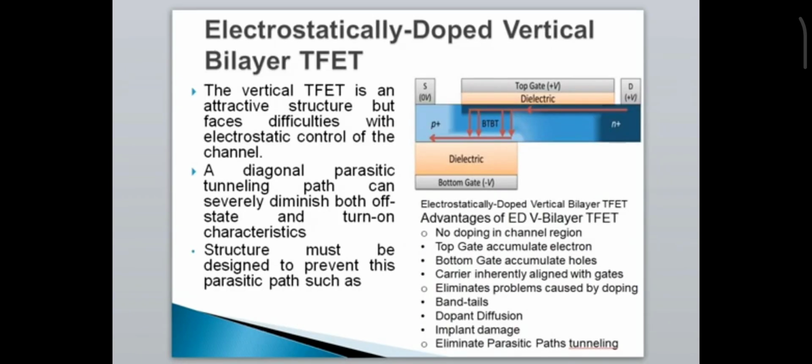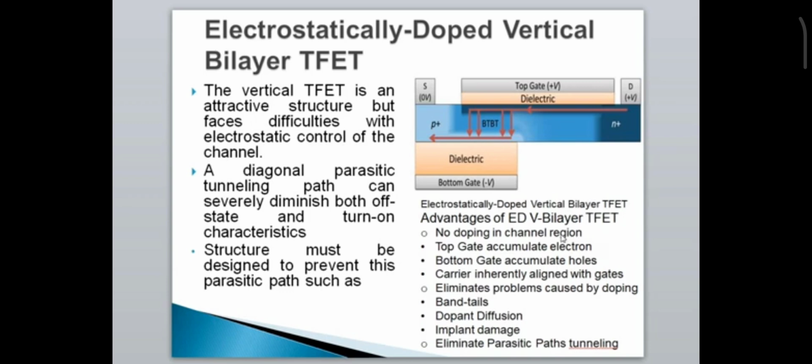Next is one type of vertical TFET, that is the electrostatically doped vertical bilayer TFET. In bilayer TFET, we don't put any doping in the channel region. The top gate is given a positive voltage and the bottom gate is connected to a negative voltage. The bottom gate has a thicker dielectric. The lateral electric field can be greatly reduced using a thicker bottom side oxide layer, and it will also reduce the parasitic diagonal tunneling in the vertical TFET.